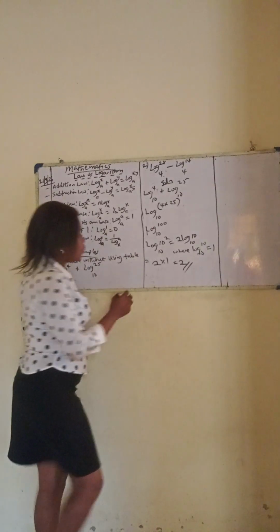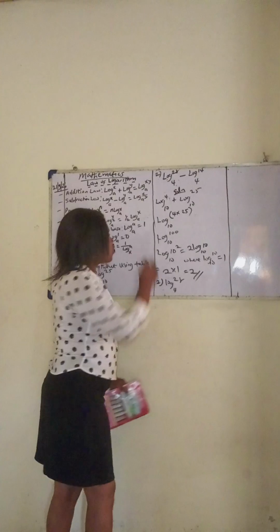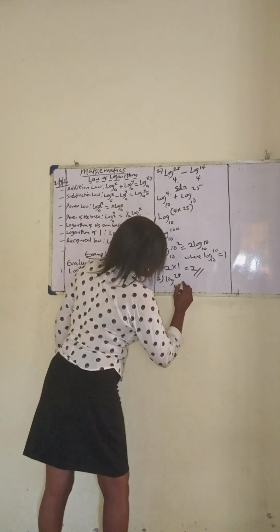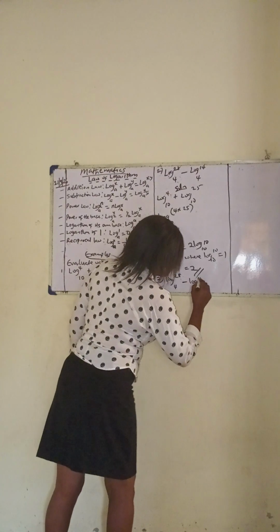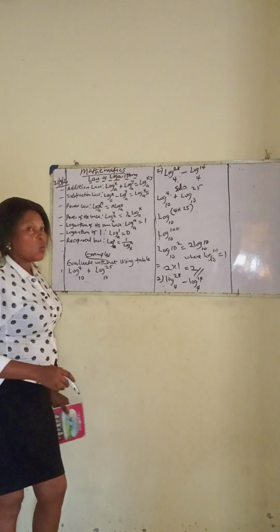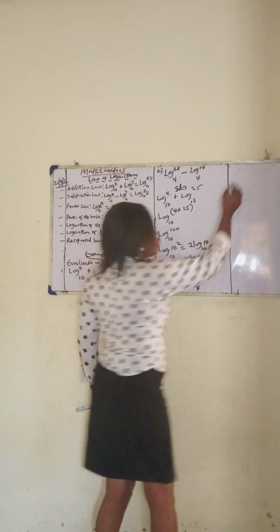Then we'll go to example 2. Example 2 says take log 4 of 28 minus log 4 of 14. Remember, this is an example of the subtraction law, where you divide the power.